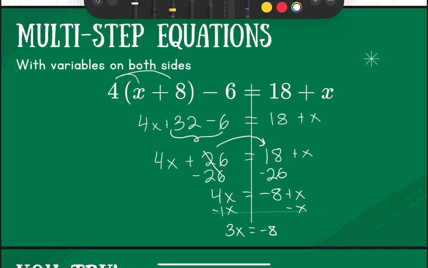And then my last step is to just solve like normal. I'm going to divide both sides by 3 because 3 and x are multiplying, so I'm just going to divide to cancel it. And I get left with x is equal to negative 8 over 3. You could just leave it as a fraction, especially since it gives you such a long decimal if you were to simplify.